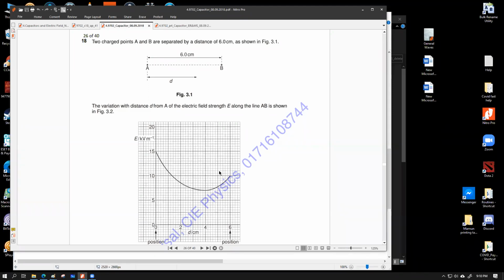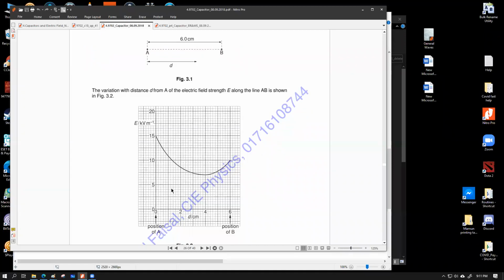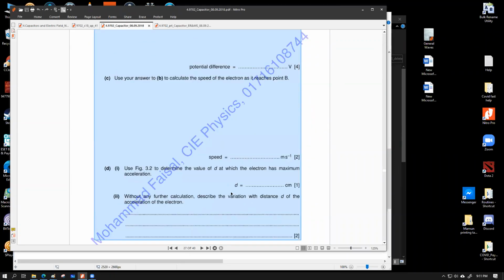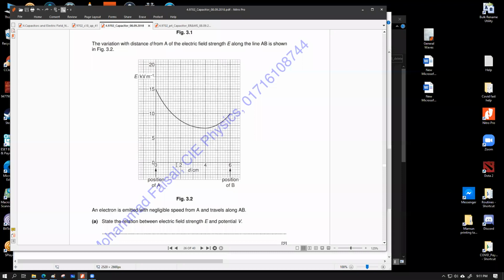Okay. So the way I would prefer to write the description is that from d equals 0 to d equals 4 centimeter, the acceleration of the electron will decrease. It only says describe, not describe and explain. From d equals 4 to d equals 6, the acceleration will increase, but the final acceleration will be smaller than the initial acceleration at d equals 0.